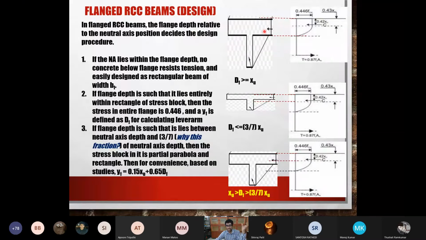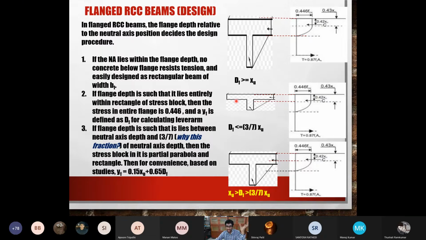First thing that you will have to check is which of these three cases it is. Obviously when you're given a beam, you don't know what to do. First thing that you will always check is whether this is the first case. Why? Because if you satisfy the first case, then it is very easy, just like a rectangular beam. If that is not the case, then you come to case number 2, saying that the flange is entirely within the rectangle of the stress block.